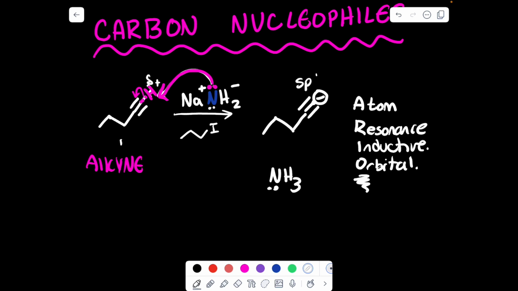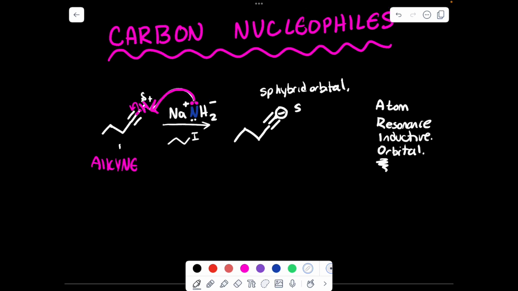This is an sp hybrid orbital. It is 50% s, 50% p. To really dial in this concept, let's look at the hybridization of this carbon. This would have 3 hydrogens. It would be an sp3 orbital. What would be the percentage of s? So this would be 25% s, 75% p.